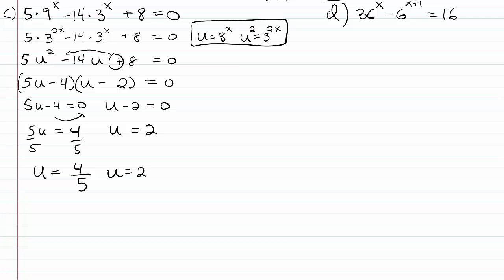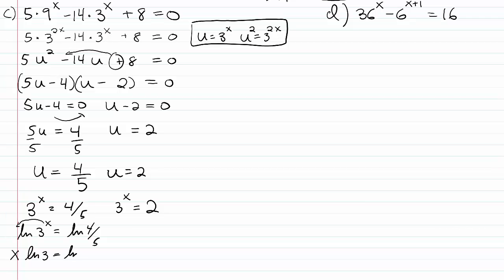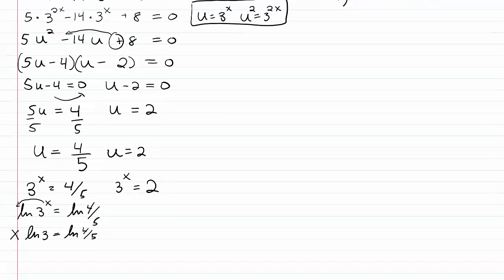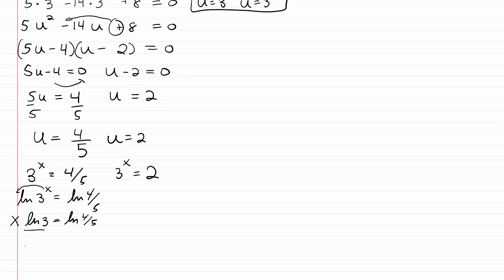Now remember, u was just what? 3 to the x. So we're going to change this then to 3 to the x is equal to 4/5, and 3 to the x is equal to 2. Let's take the ln of both sides then. If we take the ln of 3 to the x, we'll have ln of 3 to the x is equal to ln of 4/5. Bring down the x as a result, so we have x ln of 3 is equal to ln of 4/5. And then finally divide both sides by ln of 3 to finish.